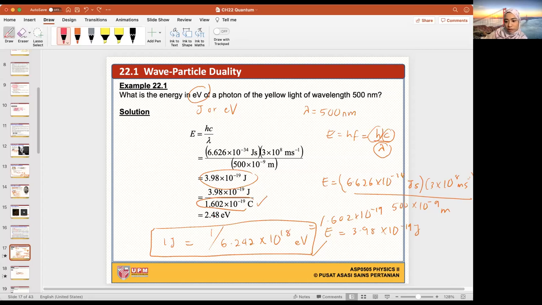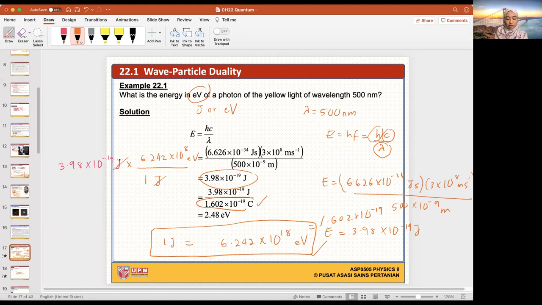So I said that 1 joule is equal to 6.242 times 10 to the 18 EV. So I want to get rid of joules, so joules should be at the bottom. Let's see if we get the same answer. Here's my calculator. So joules cancel out with joules, and I will be left with EV.